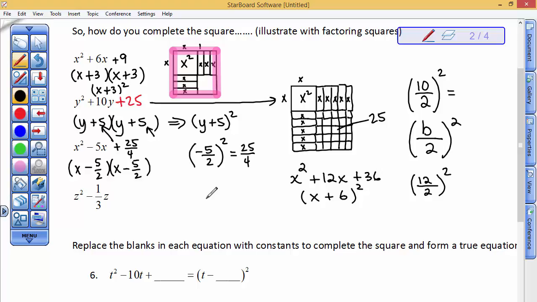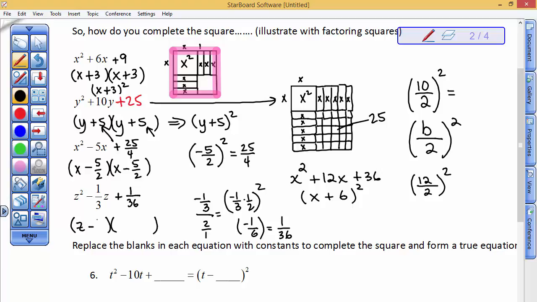We'll see how we use this in a minute, but the next one, you'll take the b value of a -1/3 and divide it by 2. Well, when you divide by 2, you multiply by 1/2, and that's equal to a -1 over 6. When you square that, 1 times 1 is 1, 6 times 6 is 36. So you're going to add 1 over 36, but that's going to factor into z minus 1/6 and z minus 1/6. Here's that b value divided by 2, that minus 1/6.